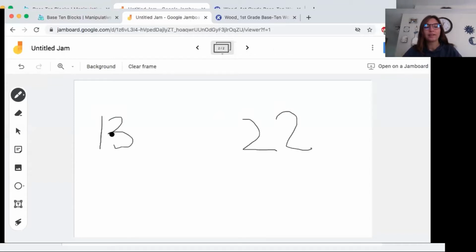Now we'll draw the comparison symbol with the mouth open towards the bigger number because you always want to eat the bigger number. Here is the greater than symbol.